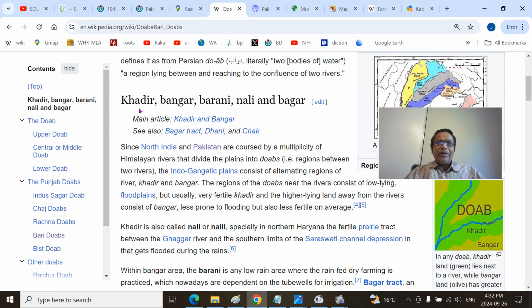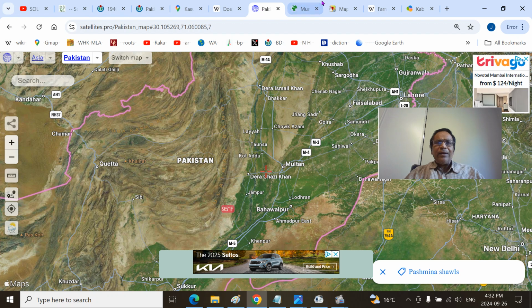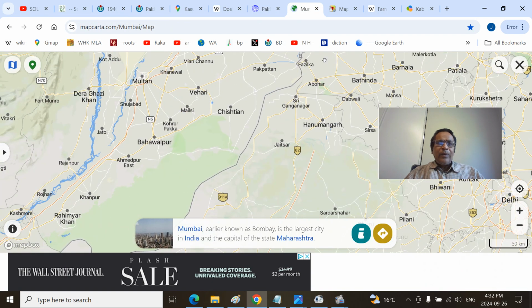So Khadar is the new alluvium, the Nili area, and Bangar is the old alluvium. Barani is the rainfed agriculture. Nali is also the bet area, Khadar area. Bagar, not Bangar, is the arid land like Sri Ganganagar, Hisar, Bhatinda, Hanumangarh, those historical areas. And we are looking essentially at the same thing.